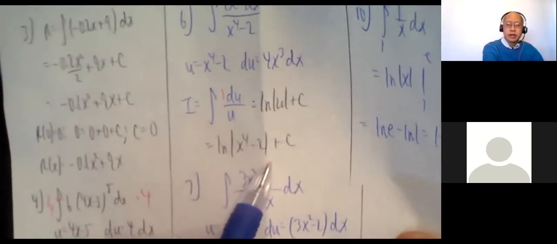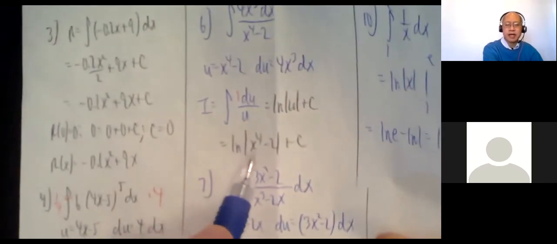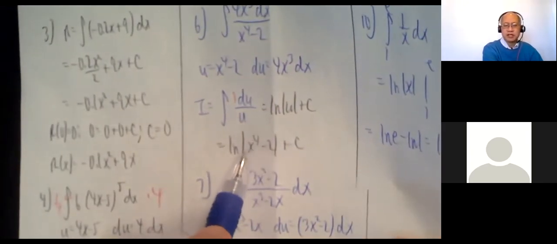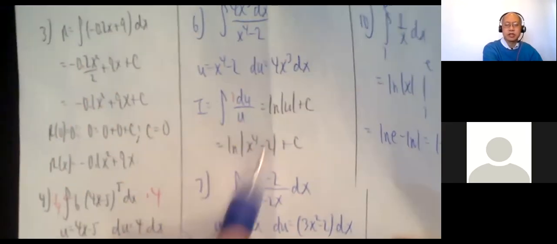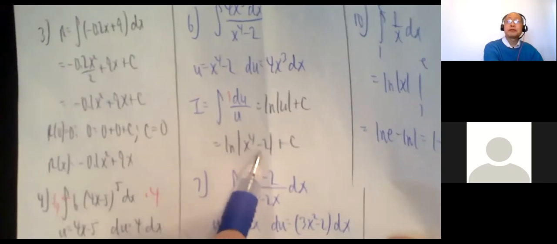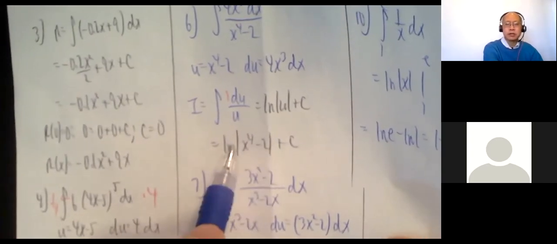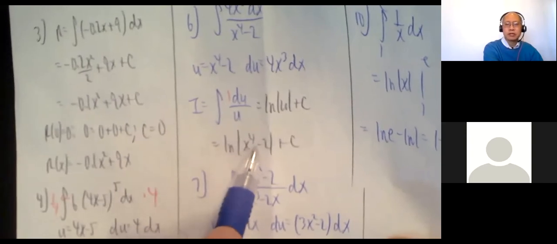Remember, when this quantity cannot be negative, you can drop the bars, but this thing has a possibility of being negative. Quite often you can tell if you plug in 0. If you plug in 0, you get a negative, right? So you need the bars. But if this had, say, been absolute value of x to the 4th plus 2, then you should drop the absolute values because that has absolutely no chance of being negative, x to the 4th plus 2.